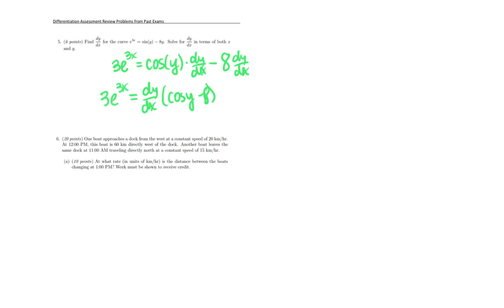And then to solve for dy/dx, I can just divide that part over. So I get dy/dx equals 3e^(3x) divided by (cosine y minus 1).